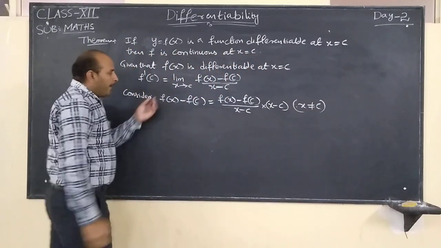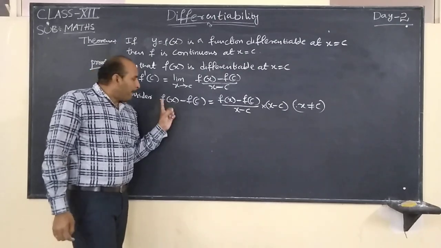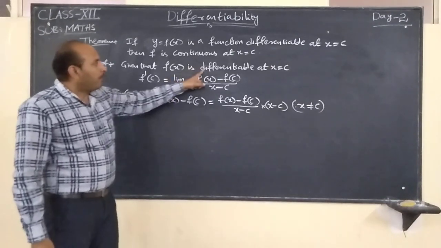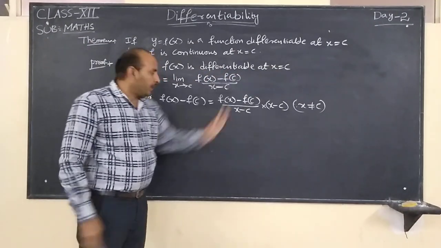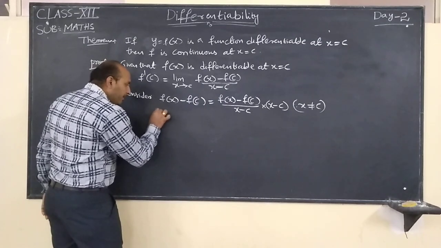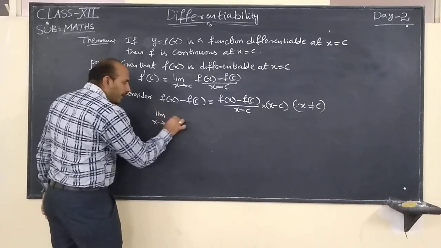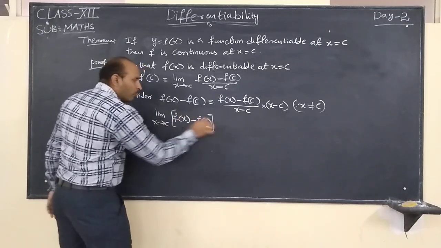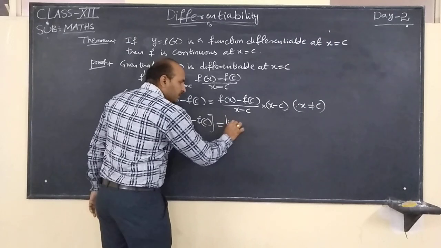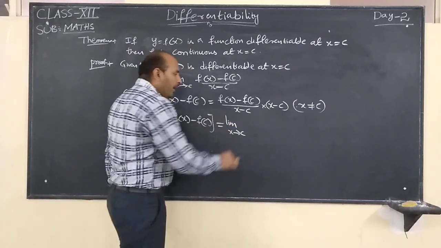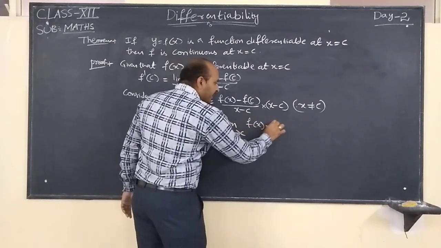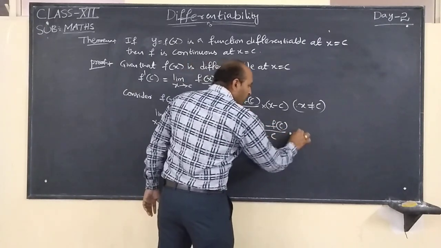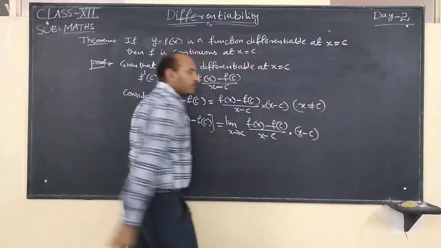So now in this condition apply the limit on both sides as x tends to C, because the point is x is equal to C. So limit x tends to C of f of x minus f of C is equal to limit x tends to C of f of x minus f of C upon x minus C into x minus C.